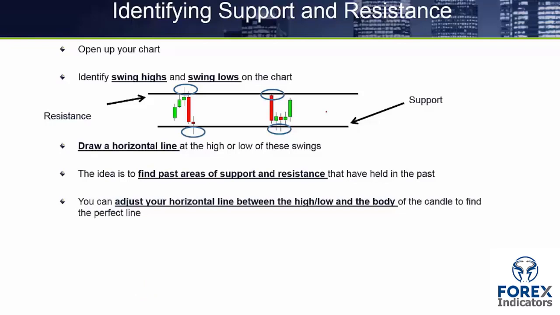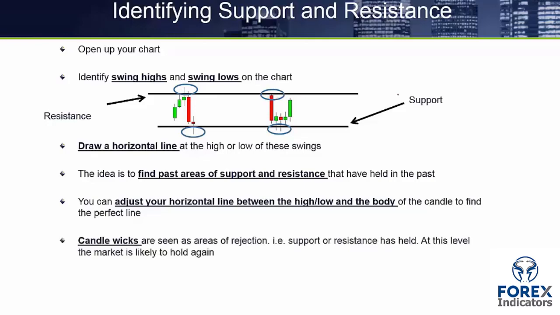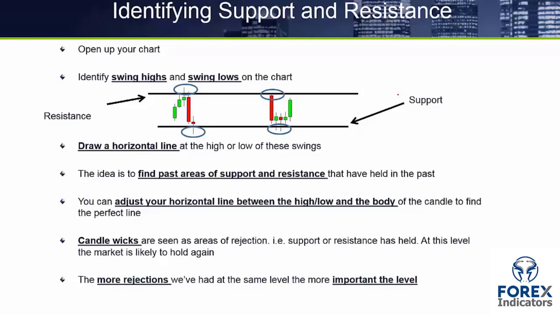You can adjust your line between the high and low and the body of the candle to find the perfect line. In other words, it's okay to go through the wicks here. Okay, we call these wicks, but don't go through the body. Candle wicks are seen as areas of rejection, so at this level the market is likely to hold again. The more rejection we've had at the same level, the more important the level.